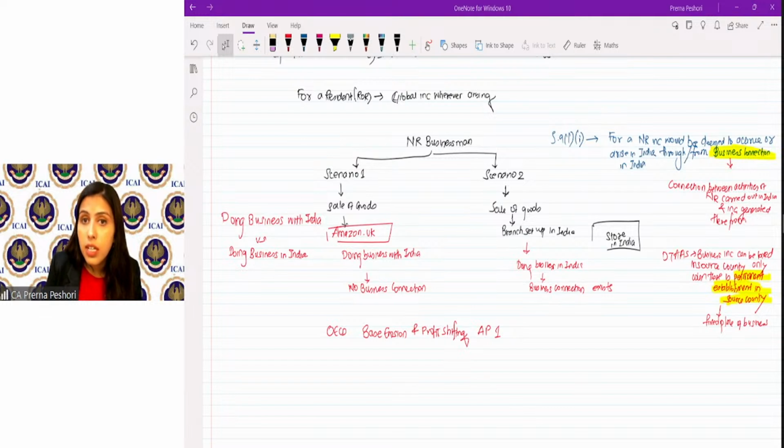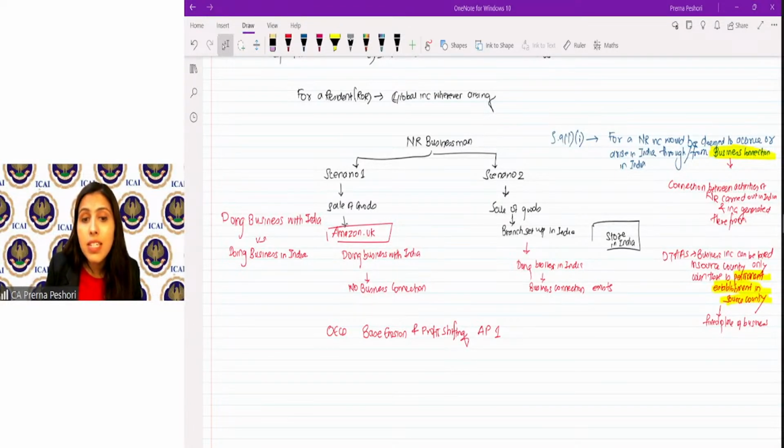So, is the background clear, students? Yes or no? Are we clear? Any questions so far? What is the background of introducing the equalization levy? Yes, and the significant economic presence. So first we are going to talk about the significant economic presence. Okay, first we are going to touch upon that. And then we will of course talk about the equalization levy as well.